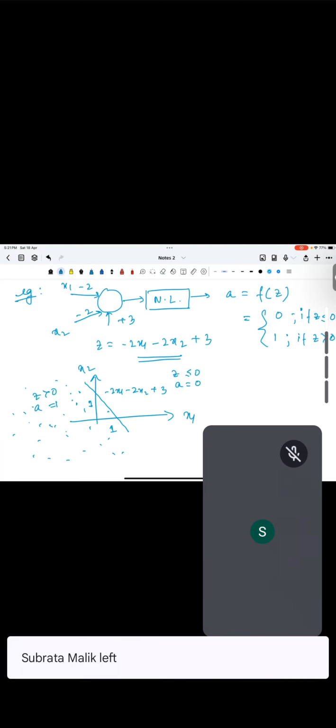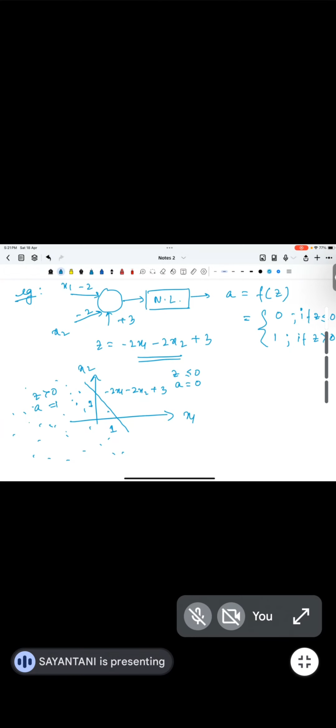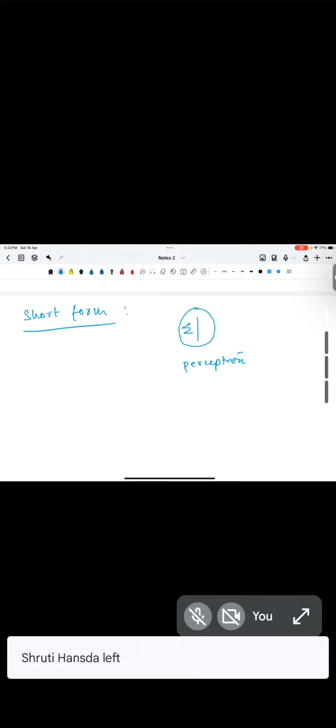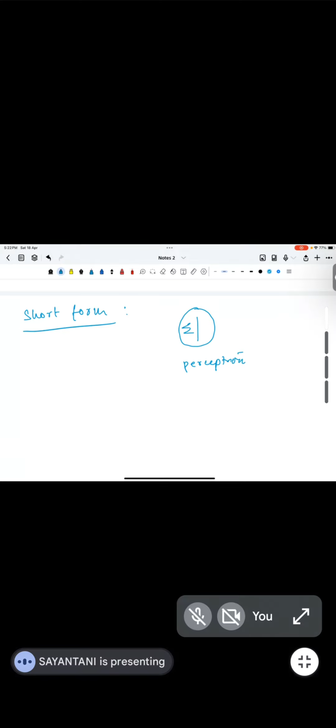Now, in the diagram which I have drawn, we have a summer and a nonlinear unit. But the short form of a perceptron, we do not draw it generally with one summer and nonlinear unit. We draw one particular circle. So this is one perceptron for simplicity. Within this perceptron, we have a summer as well as some function which is a nonlinear function. So if this is my input, we'll have some output. This is the short form of drawing a perceptron.